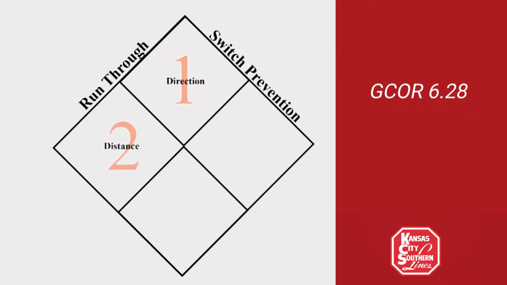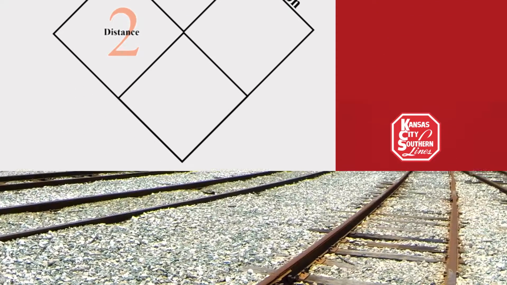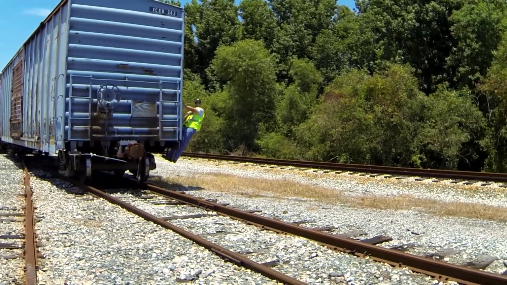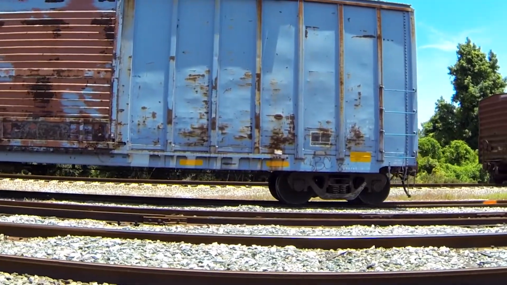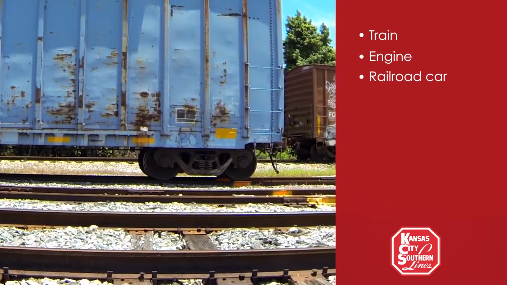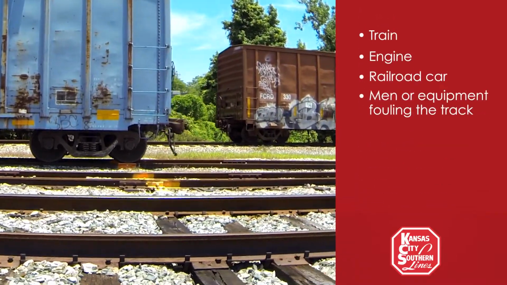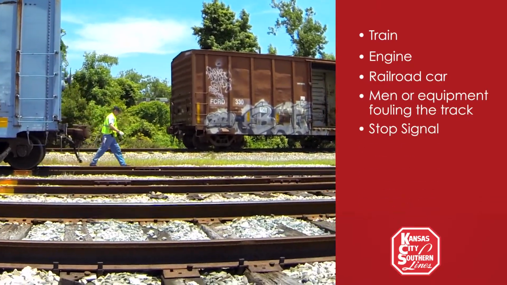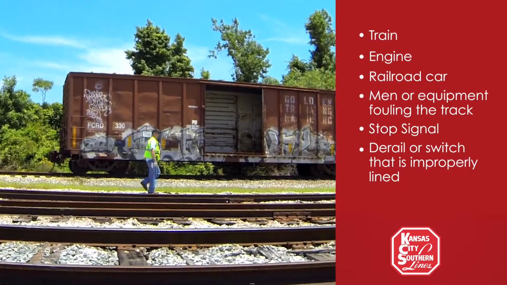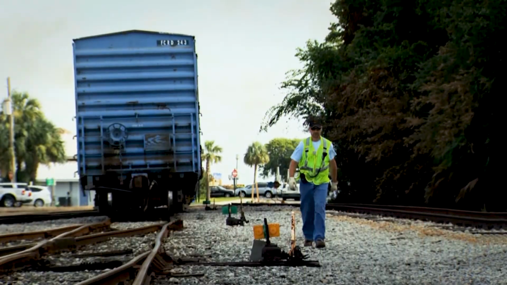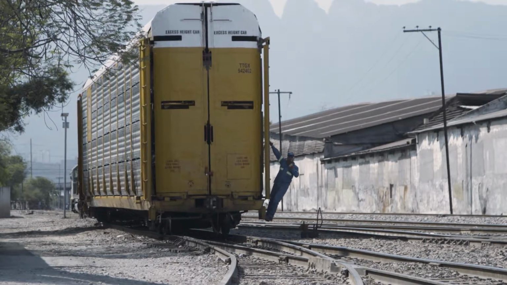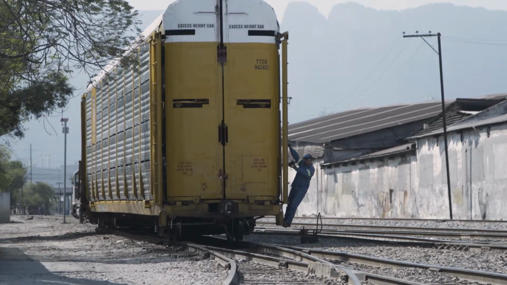Number 2, distance. Ensure that the trains or engines you are moving only move at a speed that allows them to stop within half the range of vision short of train, engine, railroad car, men or equipment fouling the track, stop signal, or derail or switch that is improperly lined. Communicate how many car lengths the move requires and provide updated car counts as the move progresses.